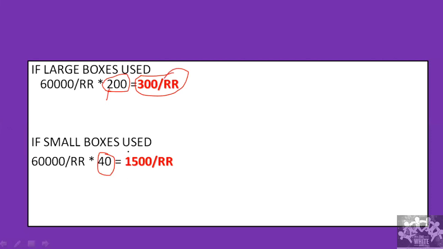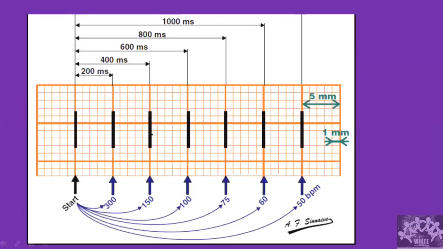We saw 1 by 25, which is 40. So that time I use this 1500 divided by the RR interval if these small boxes are used. The same thing, so that becomes easier. So if I'm taking the small boxes, I'll use 1500 divided by the RR interval. If I'm taking large boxes, I'll take 300 divided by the RR interval.